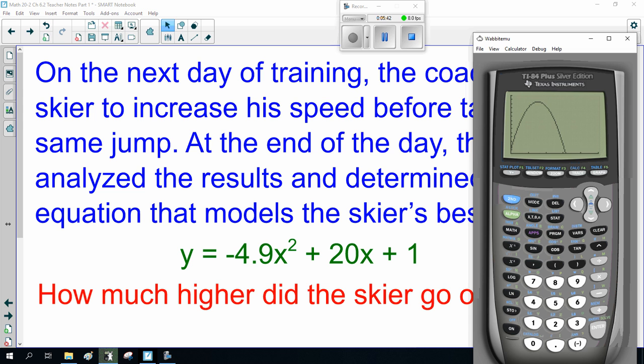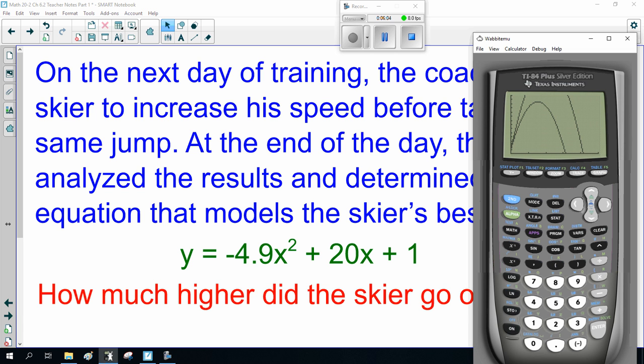Now, what I'm going to do is go to y2. I'm not going to erase the original function, negative 4.9x squared plus 20x plus 1. Graph. Now, you'll notice here, oh, it went higher and went farther.